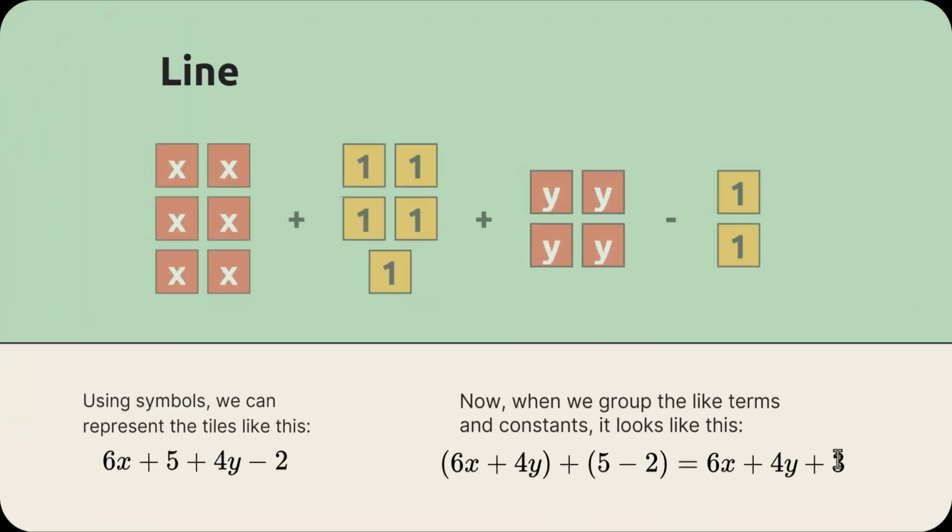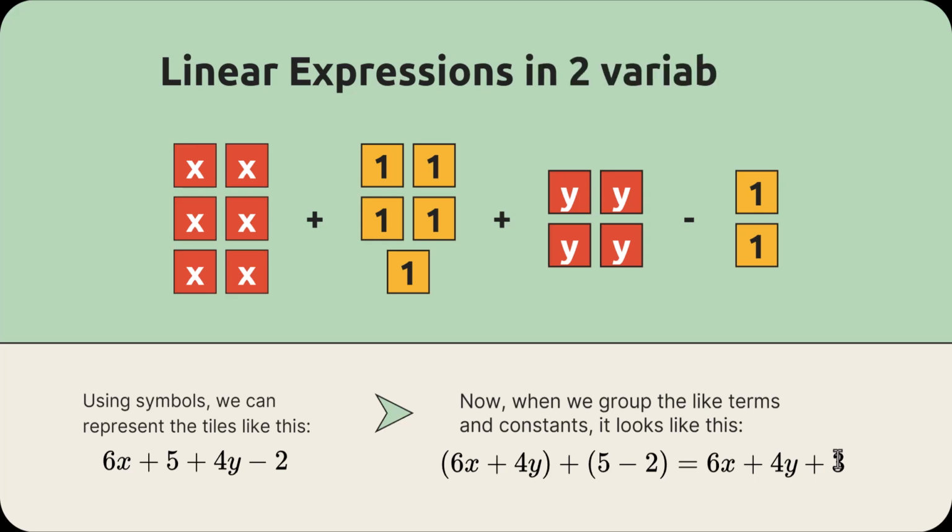So let's try to solve linear expressions in two variables. How can we further simplify? So we have 6x plus 5 plus 4y minus 2. So here what happens? There is a problem. Why? Because we have 6x and 4y. Are they like terms? No, they're not like terms. Only the number part can be subtracted, right? So 6x plus 4y plus 5 minus 2, it is 6x plus 4y plus 3.